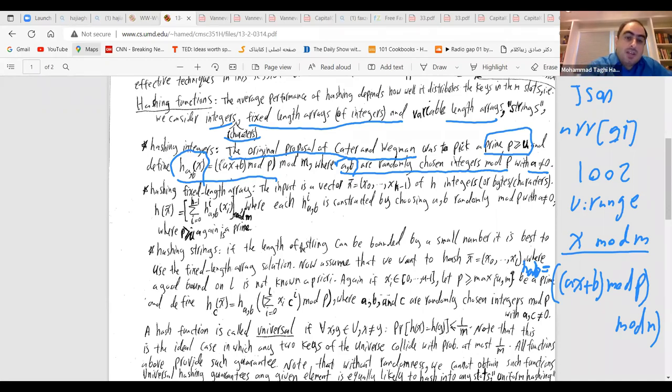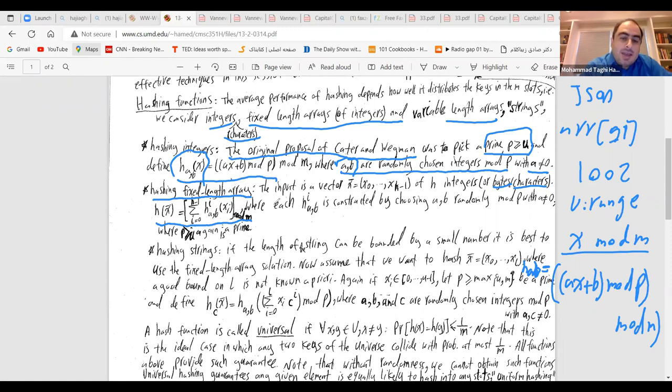Now, what if it is not one integer, but a fixed length array? We know that the input is X equals X zero to X n minus one. You can think of each of them as an integer, like a byte or a character. Then what is the H of the whole vector? This is very similar. Essentially, this is an array of the previous type of integers. So what do we do? We just sum over i equal to zero to n minus one, hashing each of these xi's independently.